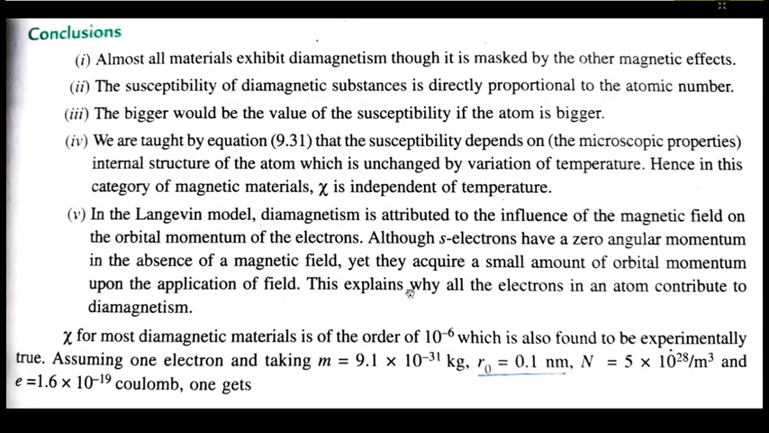Let me show you over here. There is a chi for a diamagnetic material in the order of 10 to the power minus 6, also found experimentally true. Assume that one electron, taking M equal to 9.1 times 10 to the power minus 31 kg, R0 is equal to 0.1 nanometer. Again, let me remind you, R0 is the kind of a position vector pointing out an electron with context to the nucleus. And N is equal to the available number of electron density per atom.